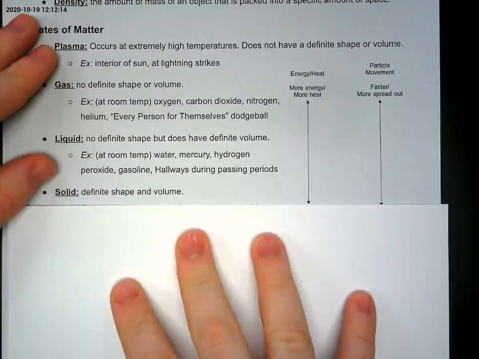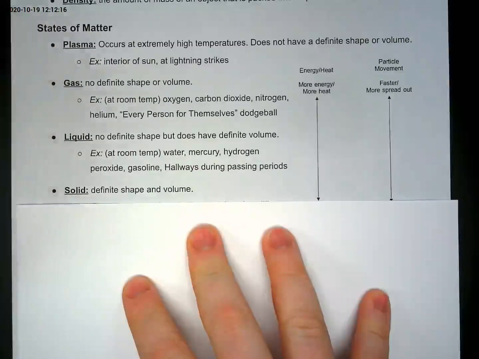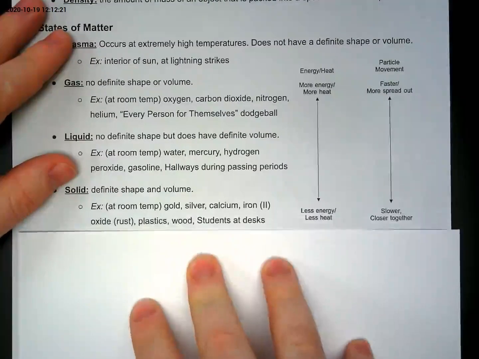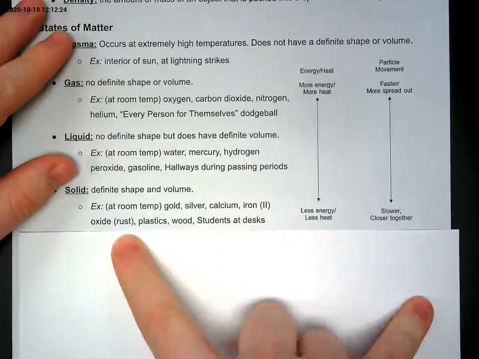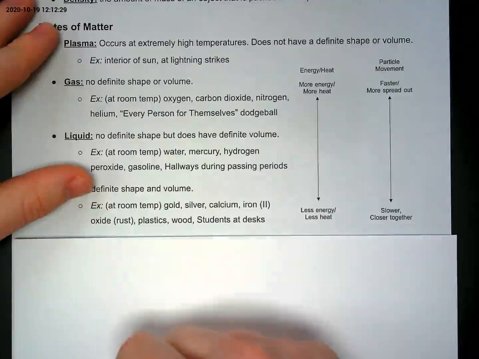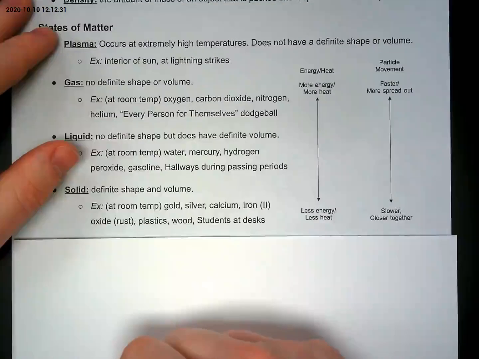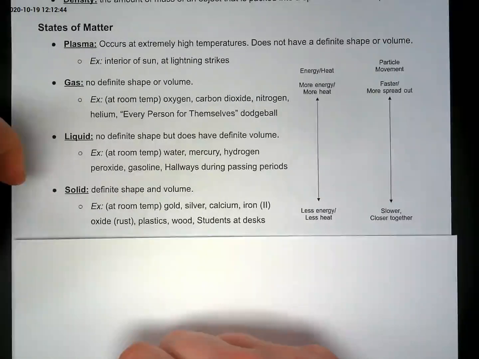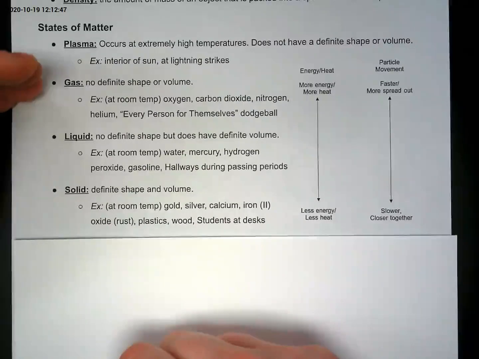And then there are the solids. Solids have definite shape, they have definite volume. So at room temperature, that's gold, silver, calcium, iron(II) oxide, that's rust, plastics, woods. As an example, think of yourself just sitting at a desk. You're sitting there, you're not really moving. For the most part, you have a definite shape in relation to the seat you're at, and you take up a very particular number when it comes to volume. So think of it in that way.